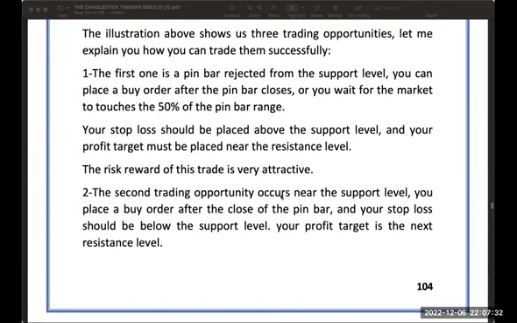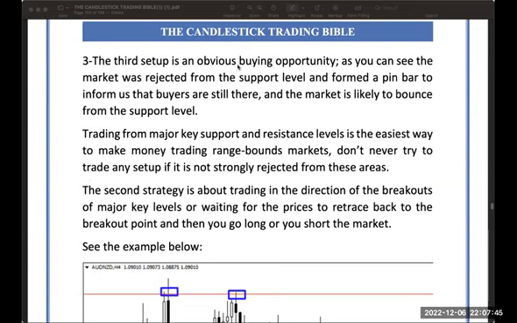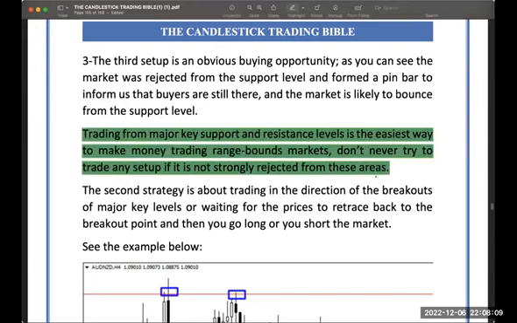The second trading opportunity occurs near the support level. You place a buy order after the close of the pin bar, and your stop loss should be below the support level. Your profit target is the next resistance level. The third setup is an obvious buying opportunity. As you can see, the market was rejected from the support level and formed a pin bar to inform us that the buyers are still there, and the market is likely to bounce from the support level. Trading from major key support and resistance levels is the easiest way to make money trading range-bound markets. Don't ever try to trade any setup if it is not strongly rejected from these areas.